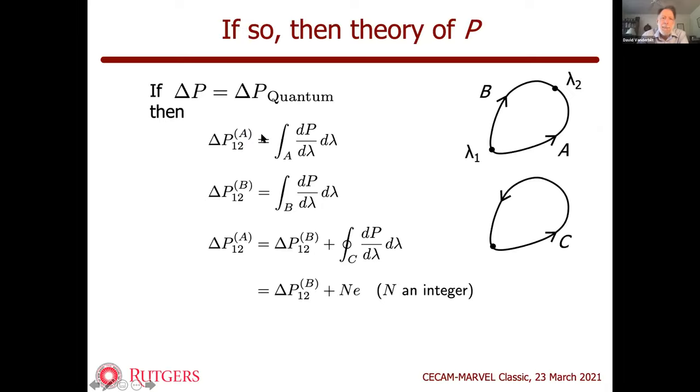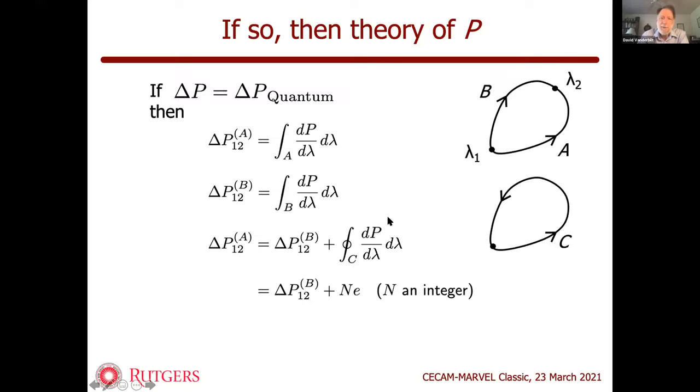Here, the polarization change in going from lambda one to lambda two between two different configurations of a system, for example, some ferroelectric where the titanium atom is moving off center, is given by integrating up the change in polarization along path A. And if I do it along path B, I get this other value. And I ask whether those two values are the same or different. They'd better be the same if we have a proper theory of polarization, or at least they'd better be the same up to a quantum.